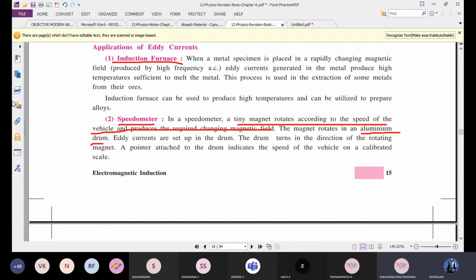Sir, should we write these explanations for the applications, sir? Now no need. Before, they ask 5 more questions, so you want to write. Now it is only for the MCQ method. That specific column we can mention, but underline alone. Induction furnace means producing high temperature. For the speedometer we are using aluminum drum. That underlined part alone, please note it.